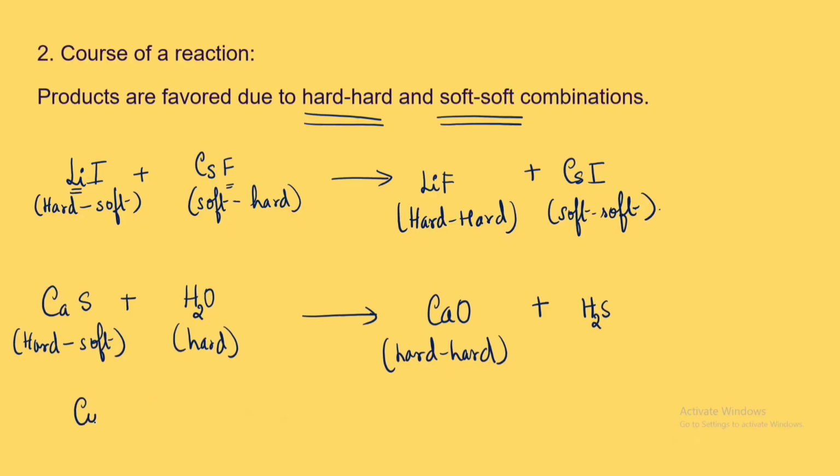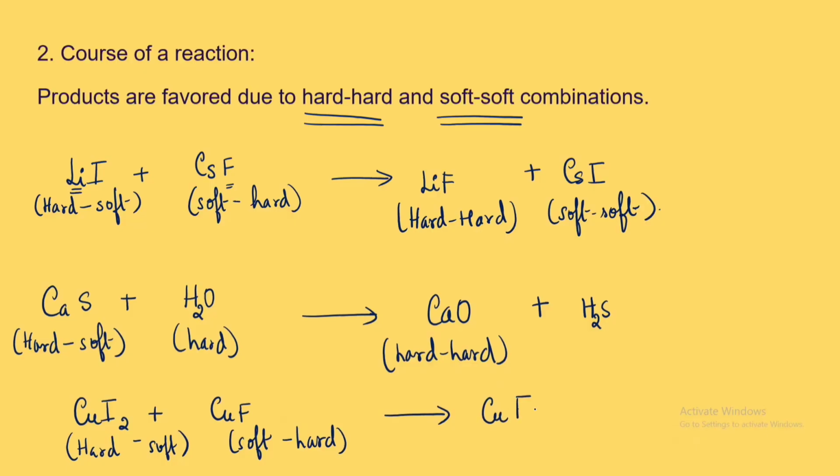Similarly, you can also take other examples, CuI2 plus CuF, right? Here we have copper, hard, and iodide is soft. Here in CuF we have copper, which is soft because it is in the +1 state. And then the fluoride is hard. In the first case, copper is in the +2 state, so that's why I've taken it as the hard acid. Whereas in CuF, copper is in the +1 state, so obviously it is considered a soft acid, right? So here you're going to get the product CuF2 because both are hard. Along with that, you're also going to get CuI.